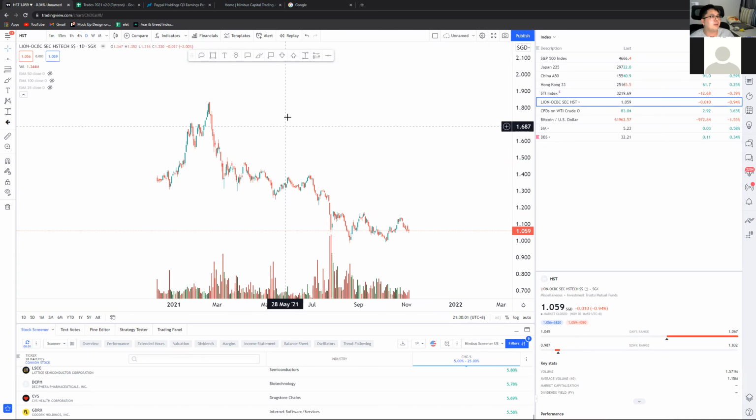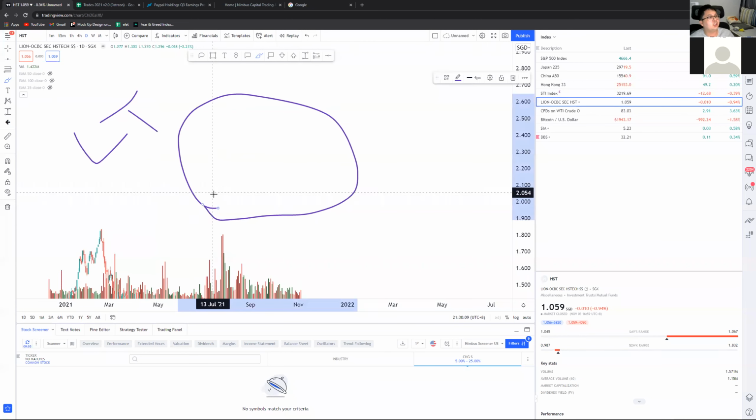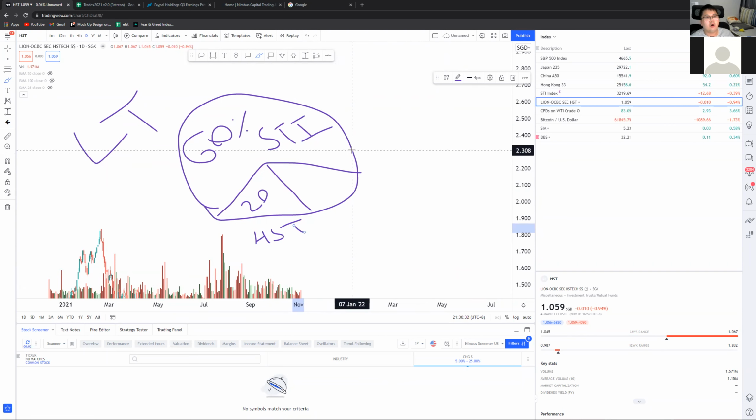So my portfolio ratio is very simple. My long-term is actually about 60% on STI ETF, mainly for the dividend, because I want my long-term to be dividend heavy, since my trading is already taking care of the capital gain. And then I have 20% on HST. HST is to get myself some exposure to Hong Kong tech companies. And then another 20% on SPY. So this is my long-term portfolio.